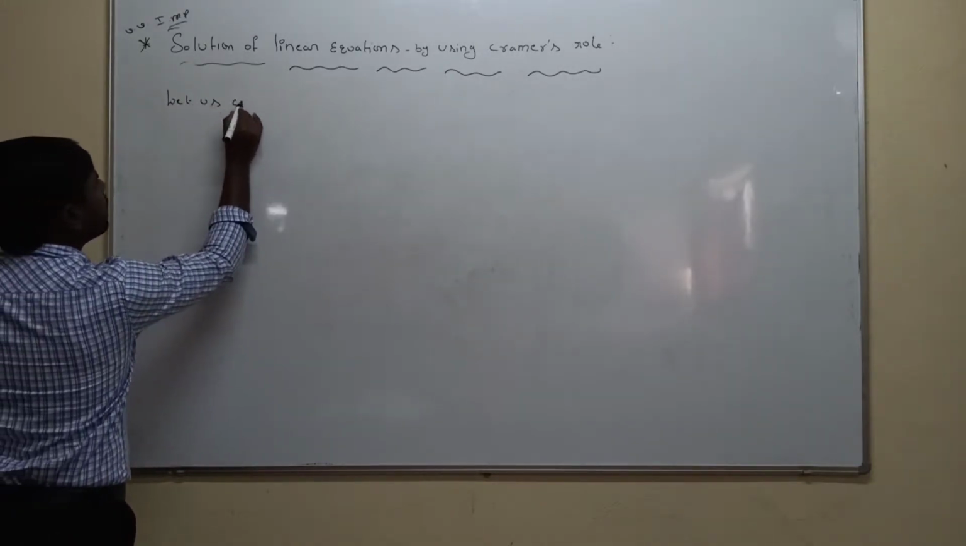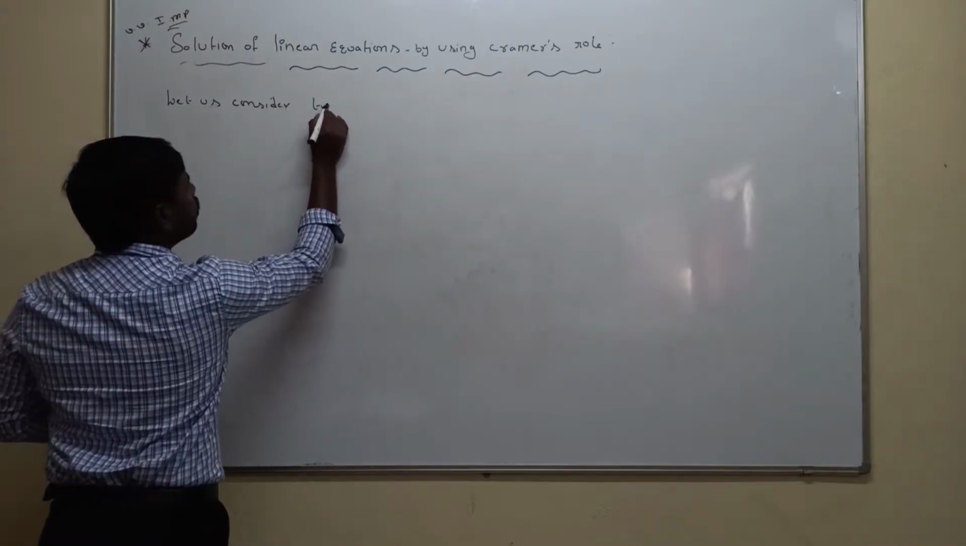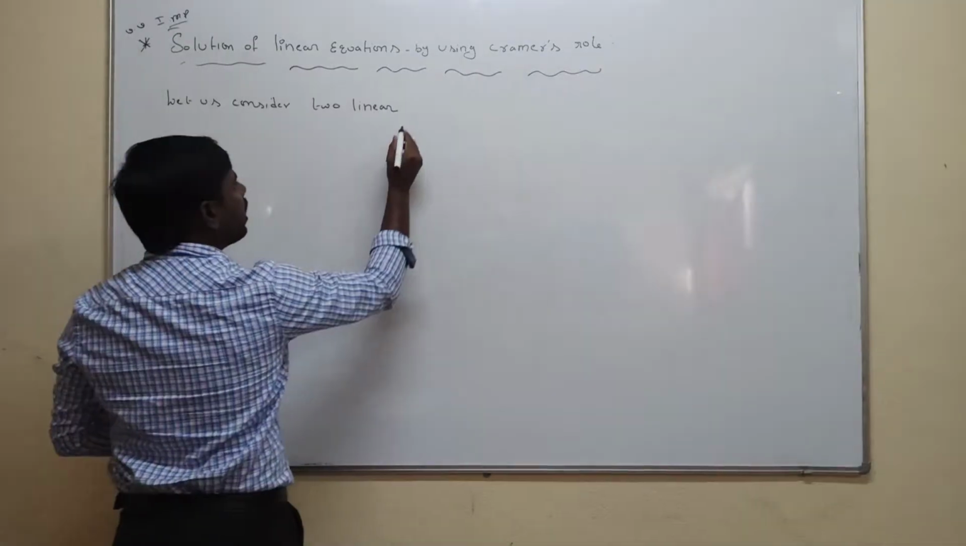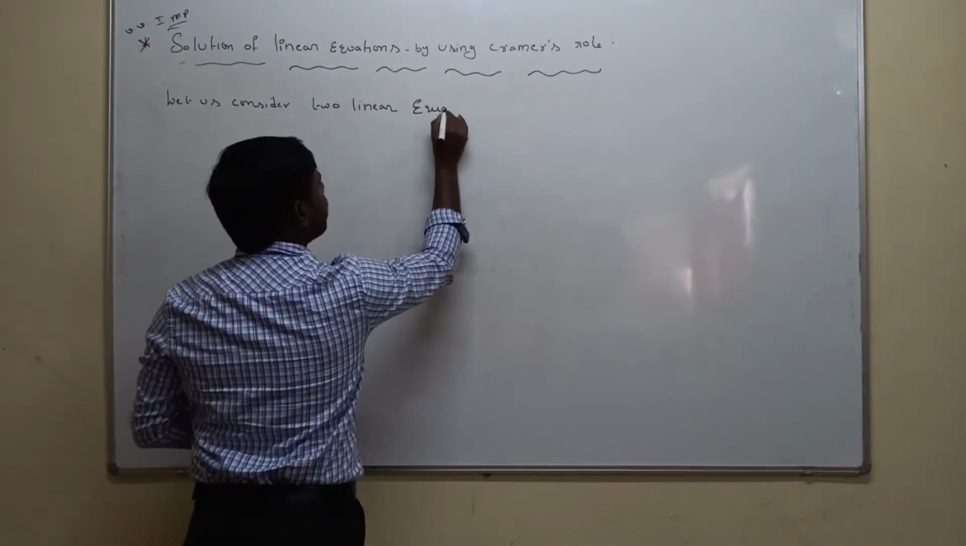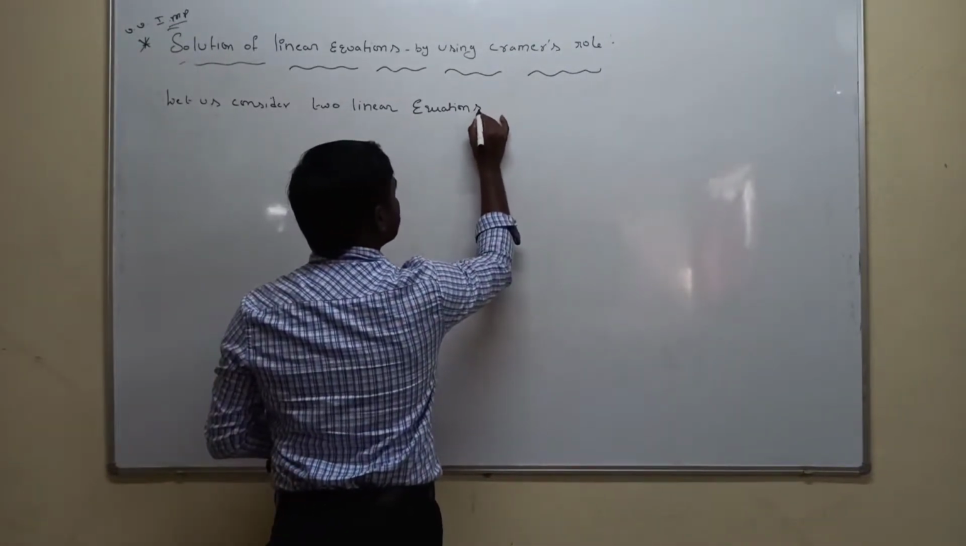Let us consider two linear equations. What are linear equations? A polynomial equation of degree 1 is called a linear equation. So let us consider two linear equations.